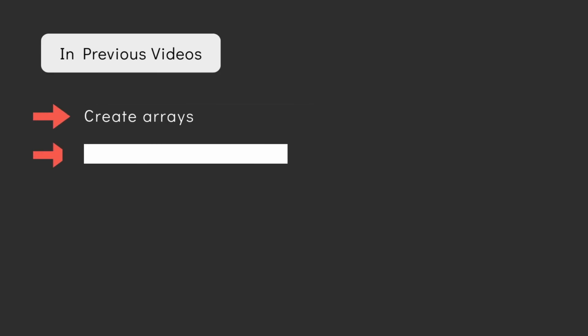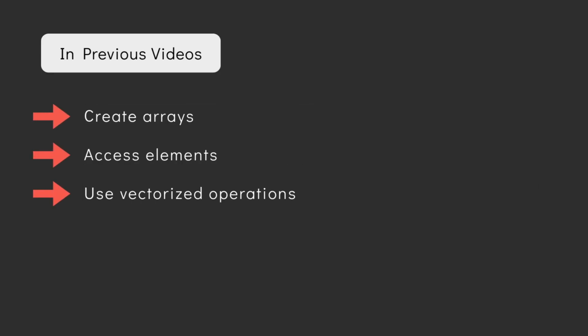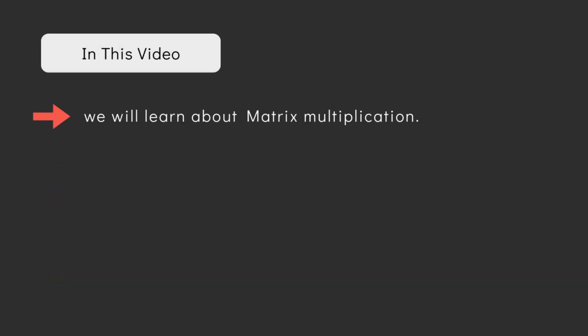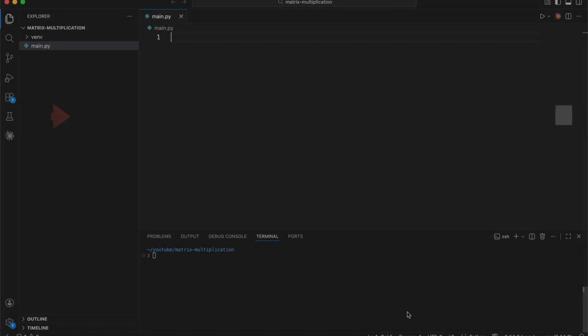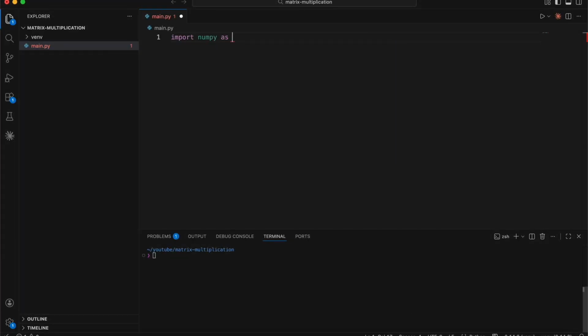So far we have learned how to create arrays, access elements, use vectorized operations, aggregate data, and reshape arrays. In this video we will learn about matrix multiplication. I am in VS Code. First I will import NumPy.